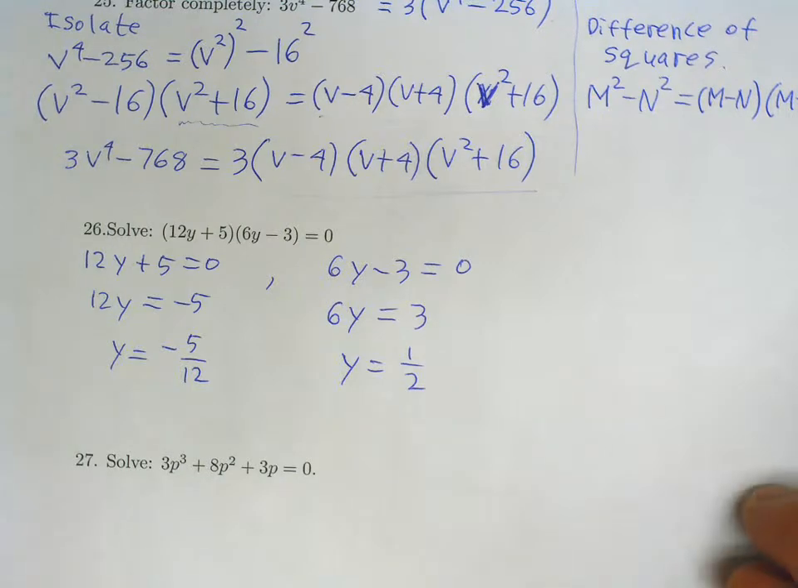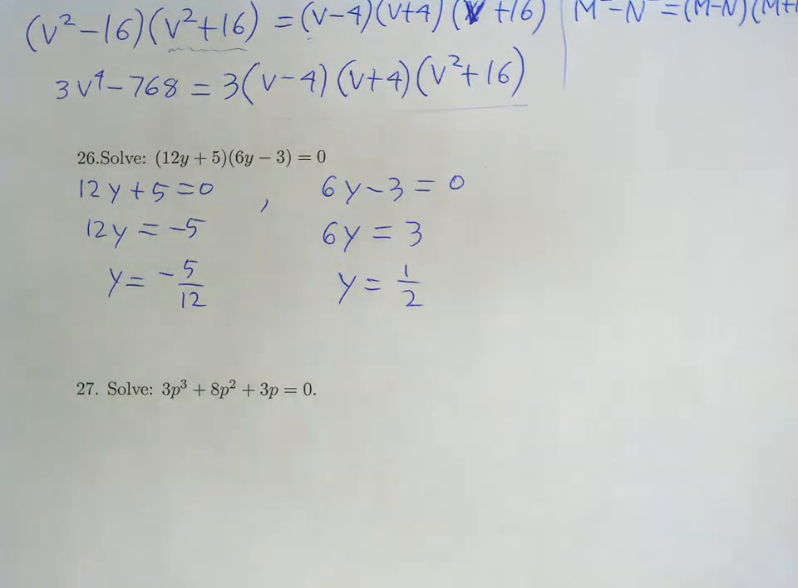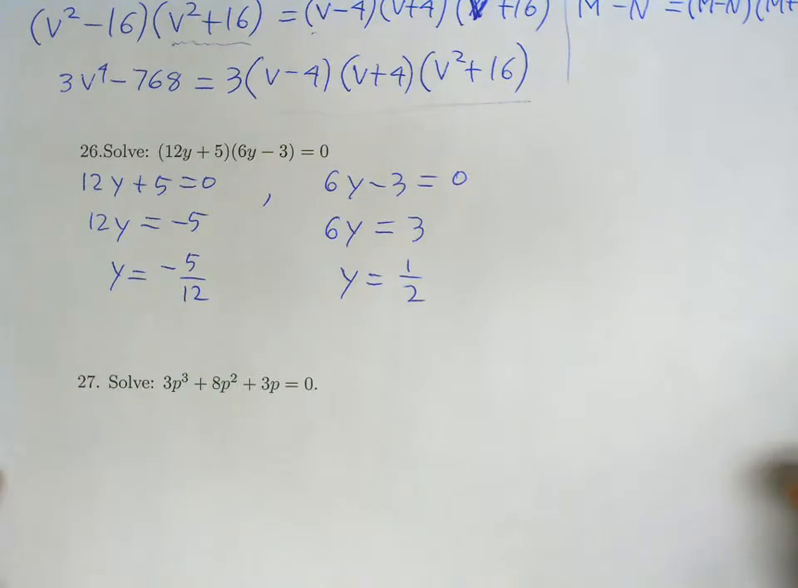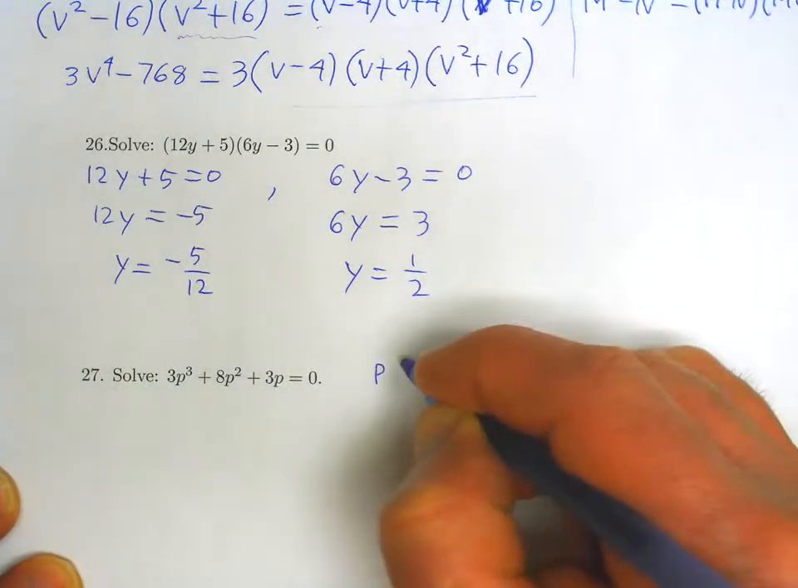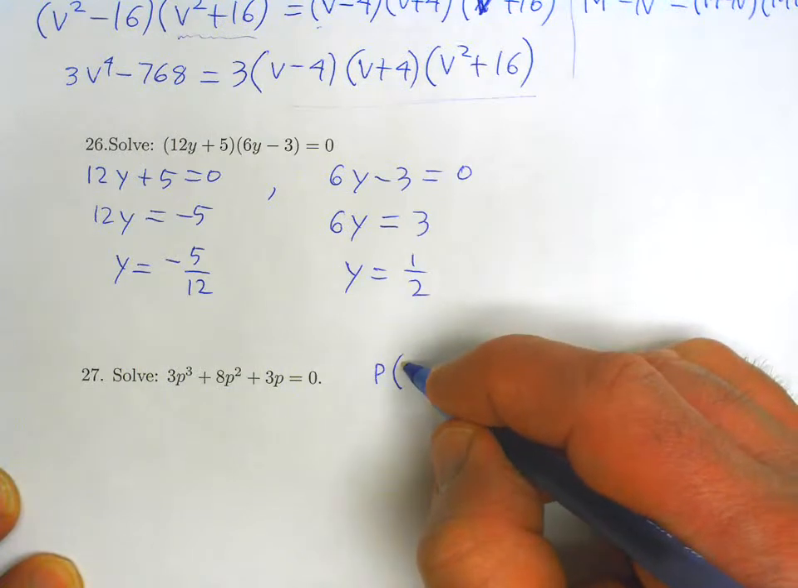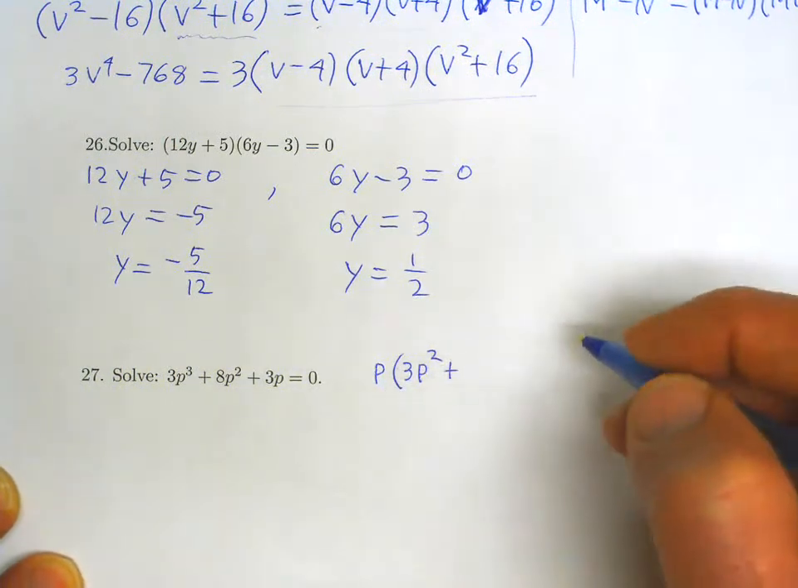Okay, the next problem, number 27, solve this equation for the variable p. 3 times p to the third plus 8 times p to the second plus 3 times p equals 0. Well, first note that the greatest common factor of each of the three terms is the variable p. So we have to factor that out. And so now we know what one of the solutions is. Since one of the factors is p, then p equals 0 is a solution.